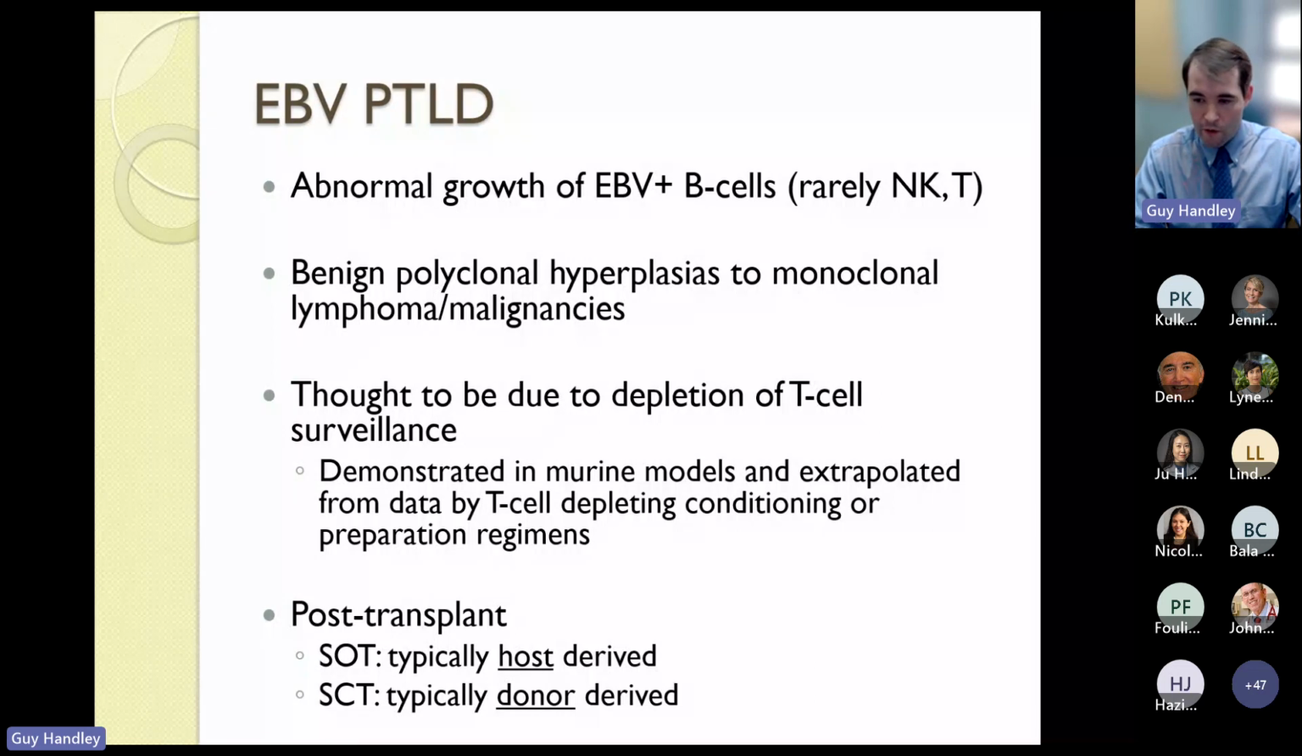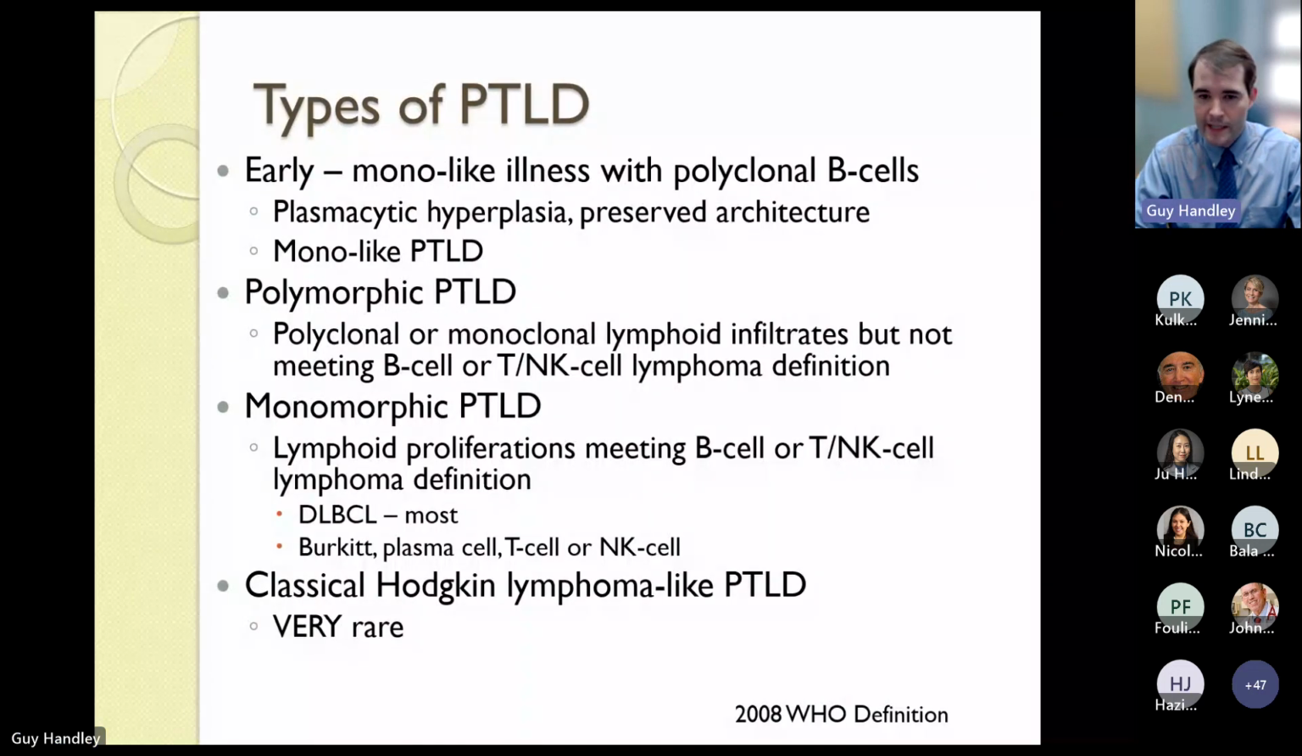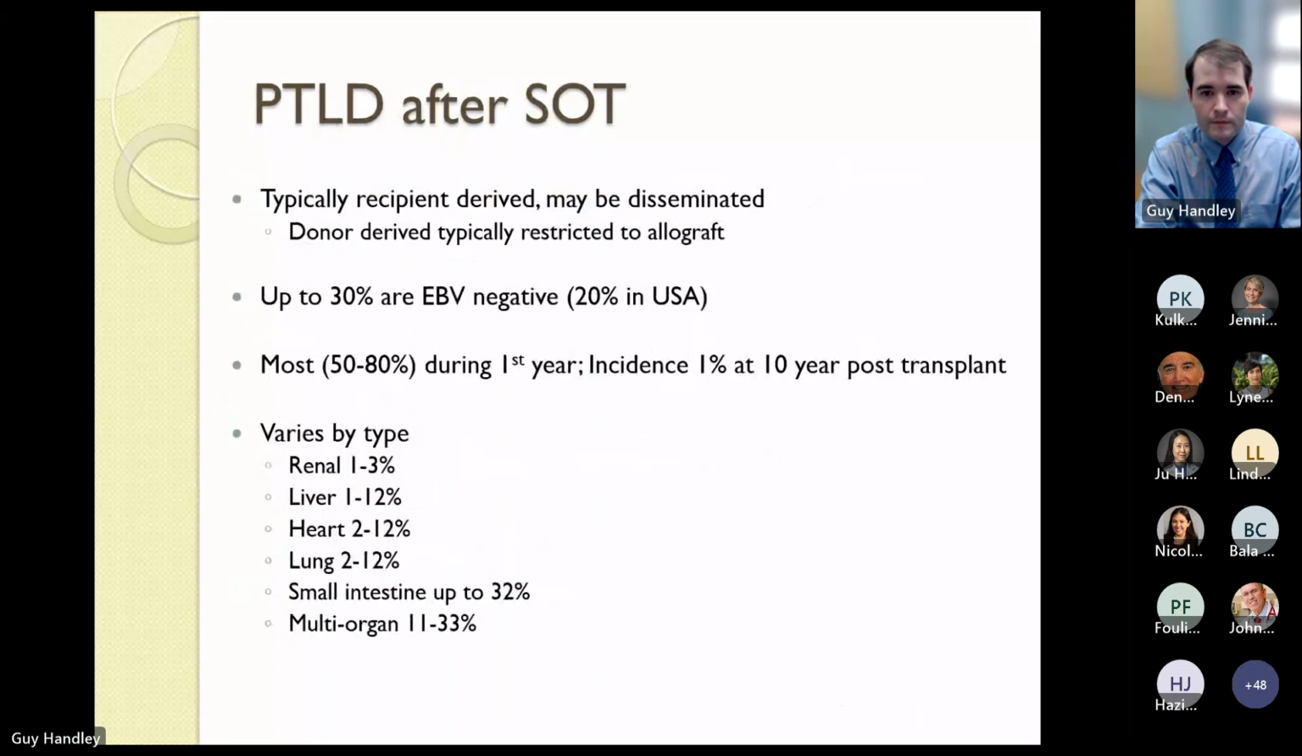It's different if it's solid organ transplant or stem cell transplant. Solid organ transplant is typically a host derived PTLD, whereas in stem cell transplant it's typically donor derived, which is the opposite of some of the other herpes viruses like CMV, for example. So the types of PTLD, these are the 2008 WHO definitions, which are still used. It's what we were talking about before. You have early polymorphic or even up to very aggressive lymphomas, and they're all treated differently based on what's there, and that's why histopathologic diagnosis from tissue sampling is critical.